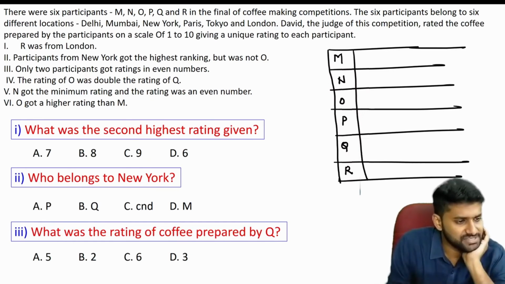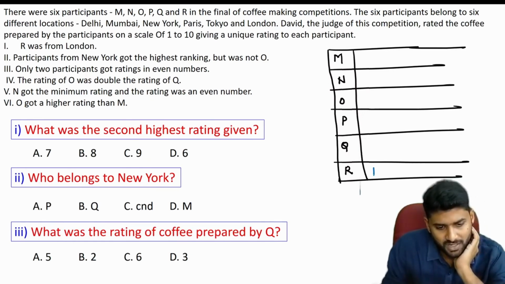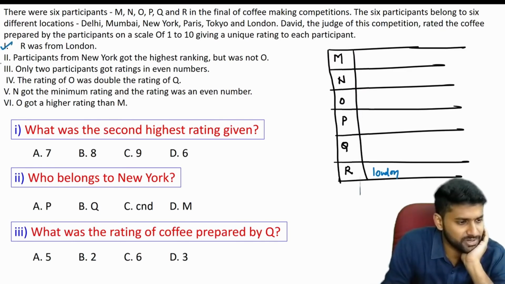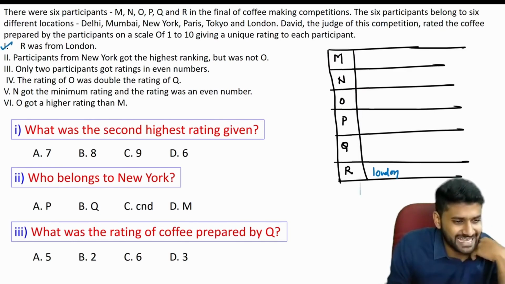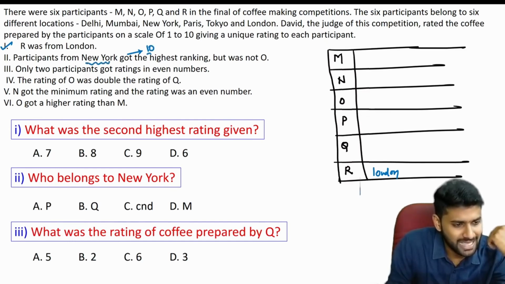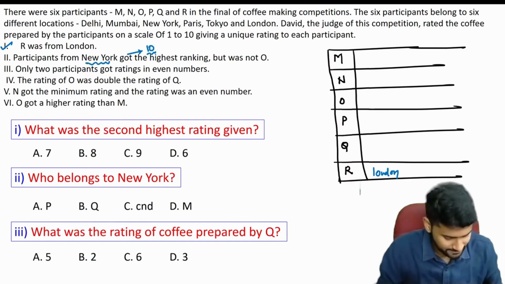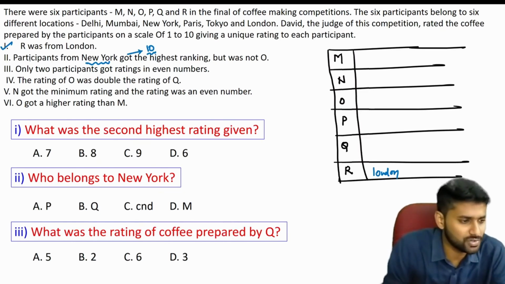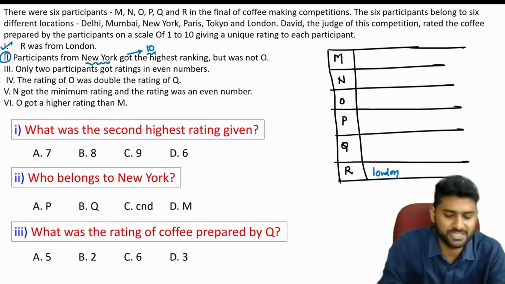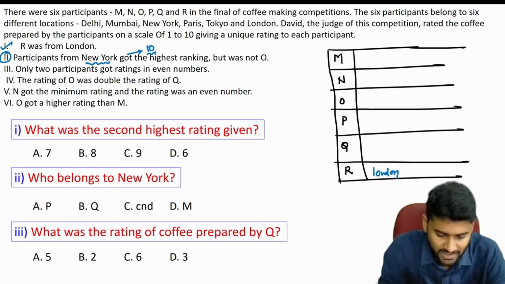Now see, R is from London, direct information. Done with the first point. Participants from New York got the highest rating, but it is not O. What does highest rating mean? It's a 10. The person from New York got the highest rating, 10, and the person is not O. Is it clear? We still just hold this information, guys. We are not yet confirmed.